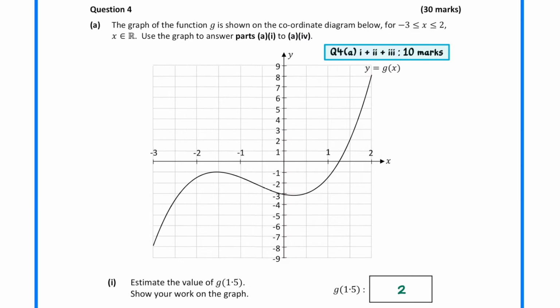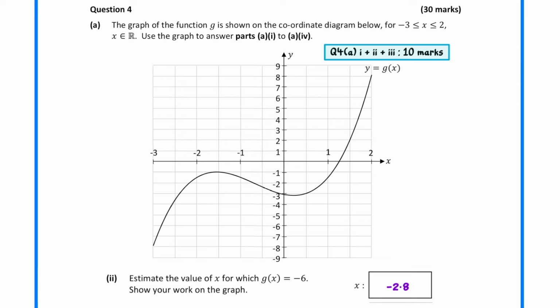In question 4a, we are given the graph of a function, g of x. In part 1, we must estimate the value of g of 1.5. To do this, we draw a vertical line at x equals 1.5, and then draw a horizontal line where it meets the curve. This gives us an answer of 2.